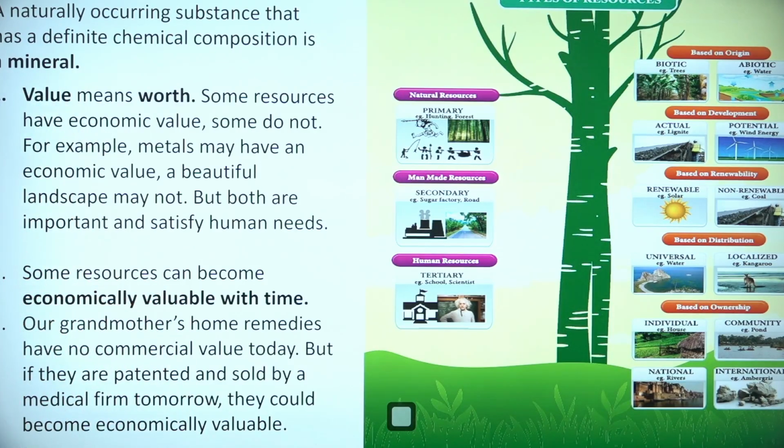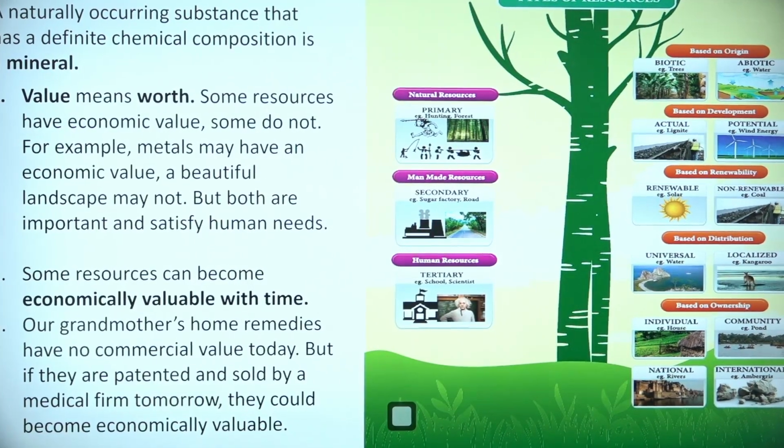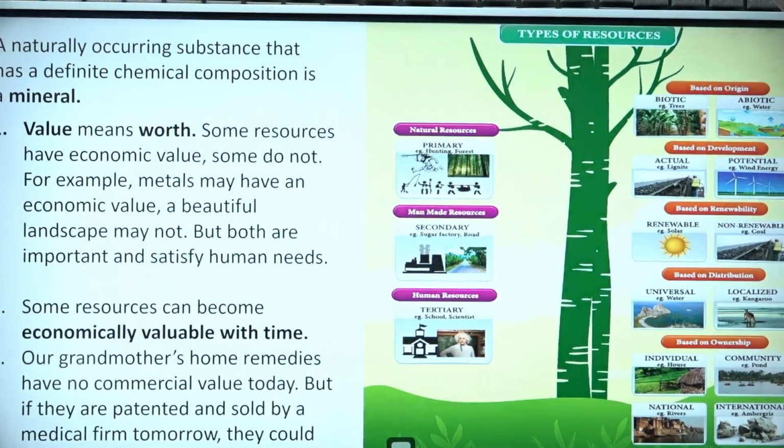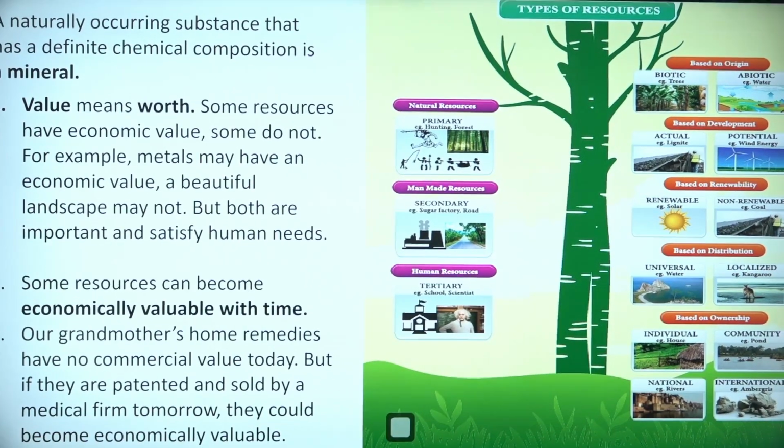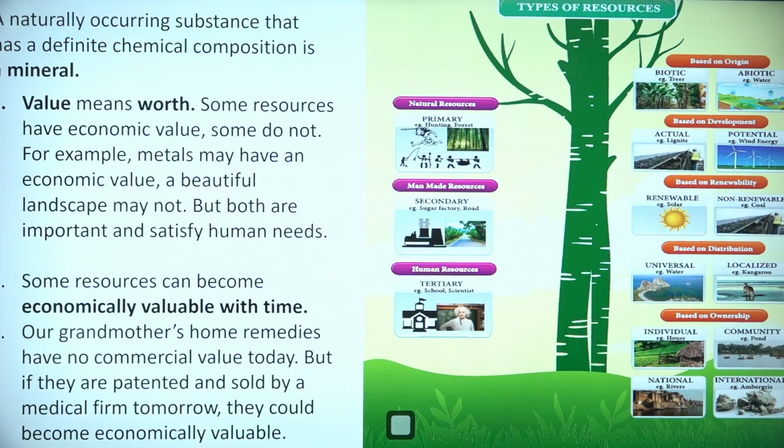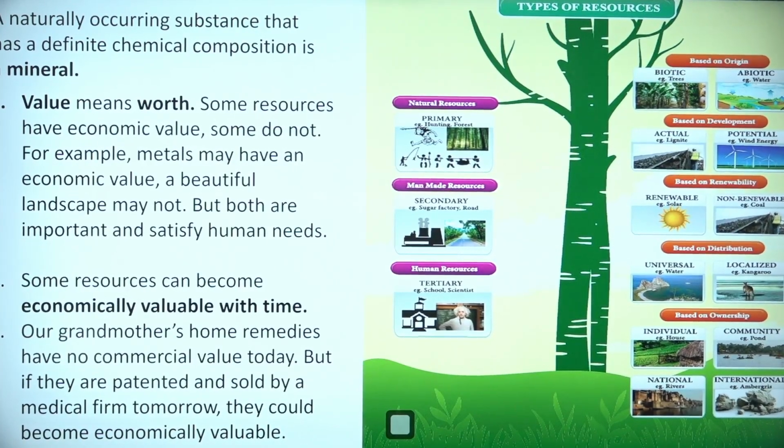Now these different types of resources you can understand on the basis of divisions. There are many divisions you can do. These divisions can be based on the origin. It can be based on the development. It can be based on renewability. It can also be based on other aspects as well, such as distribution, ownership, right? So on these bases, how these are divided, let us quickly look into the content, right?